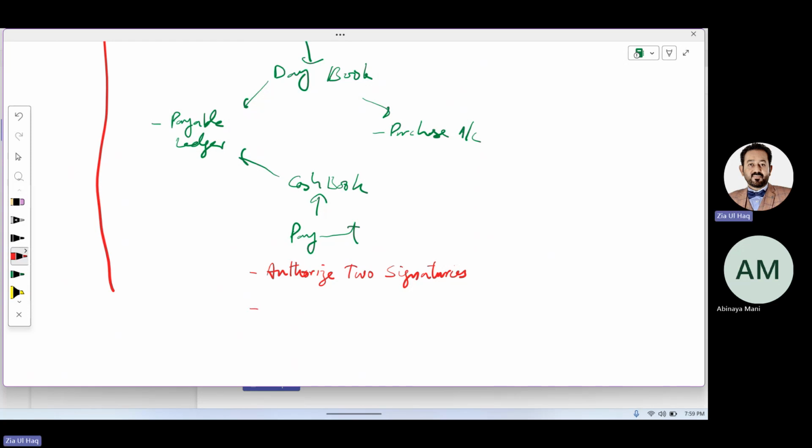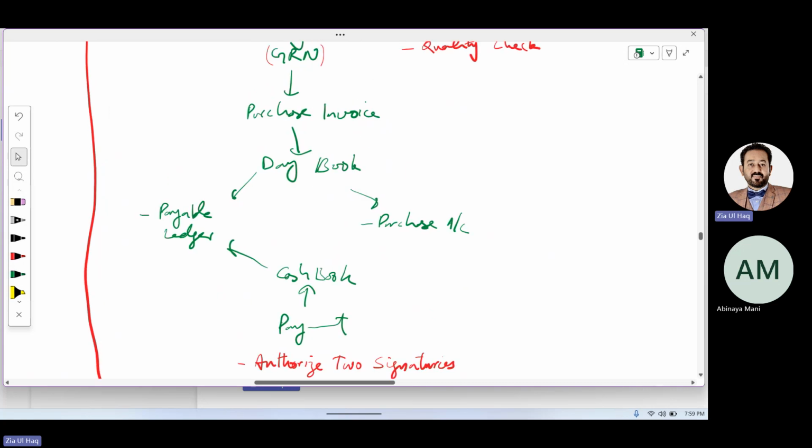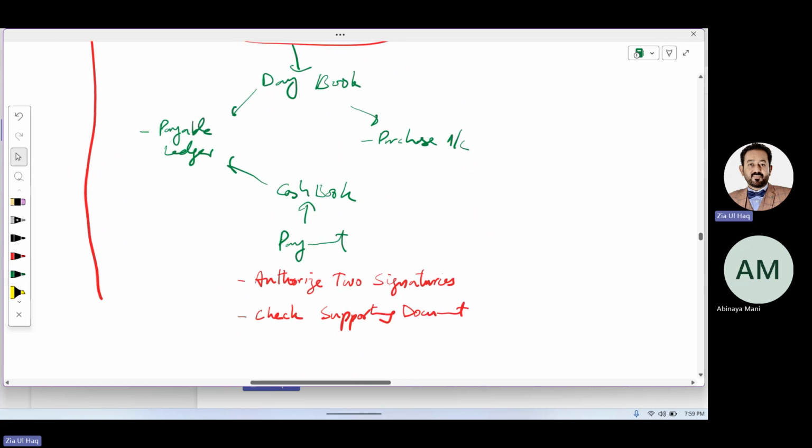And while making a payment, you need to check the supporting document. This payment is going to be made against what? Against the purchase invoice. So while making payment, you need to check the invoice. Not only check, you need to cross cancel the invoice so that it does not come up for double payment. So while making payment, there should be two signatories who authorize the payment, and the supporting document should be checked and cross cancelled.